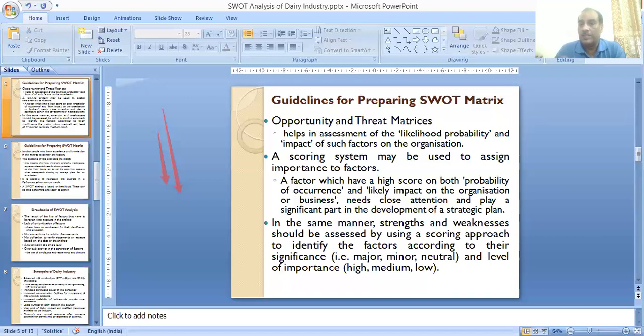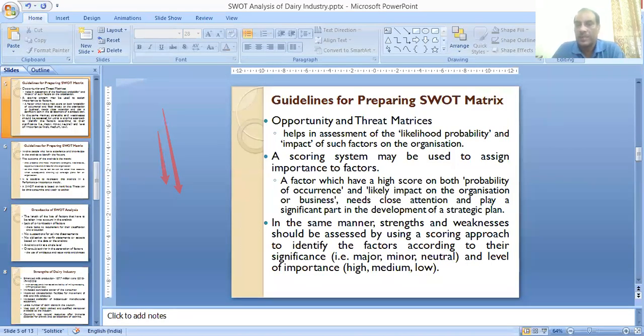A scoring system may be used to assign importance to the factors. So it is possible that we can assign scores to different kinds of opportunities and threats. Let us say we give 5 to the opportunity or threat which is most important, and therefore which is less than the 5, and so on. We can rank them. We can assign a score on the scale of 1 to 5 or 1 to 10. Different kinds of scales can be applied, different kinds of score can be assigned to highlight the importance of a certain factor.